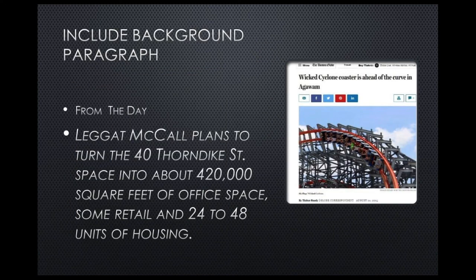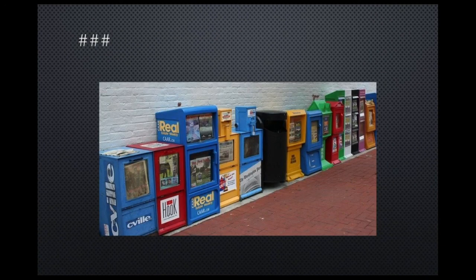And here's what I'm talking about when I say research or background. Why do people care about this? Or give me some details. Here's some background. Leggett McCall plans to turn the 40 Thorndike Street space into about 420,000 square feet of office space and retail and 24 to 48 units of housing. Actually, a better piece of background here would be that this was very controversial and the neighbors fought it for a long time. So I don't know why I put that in. But anyway, they did, and they lost.